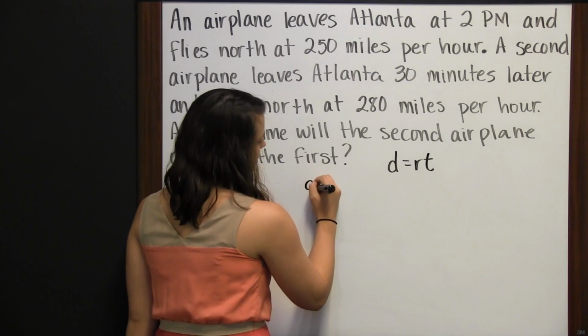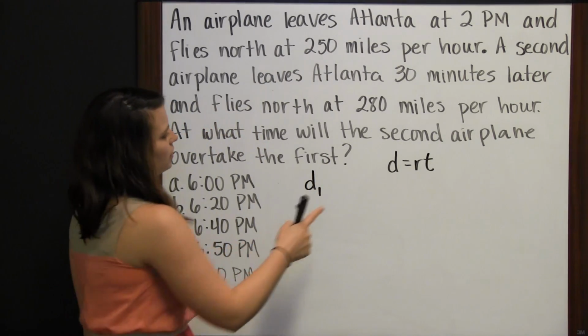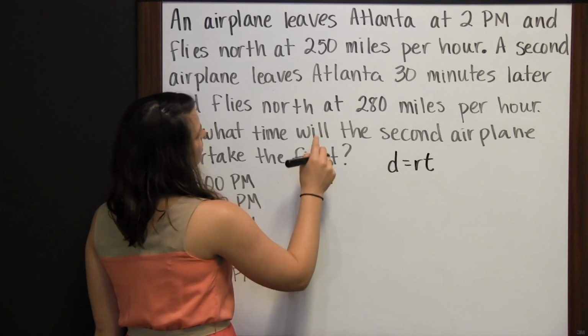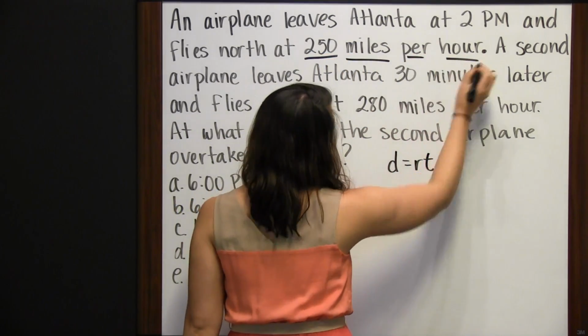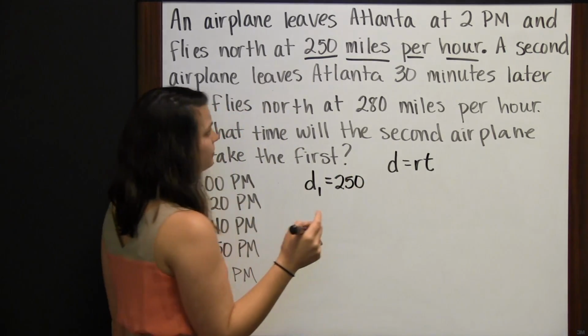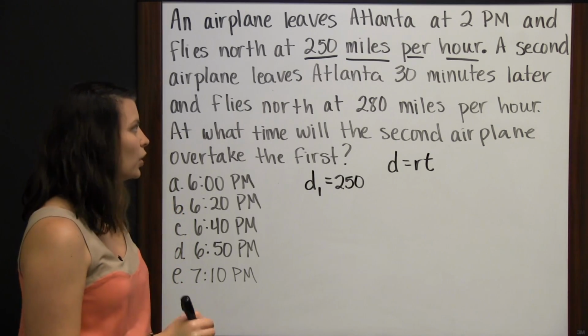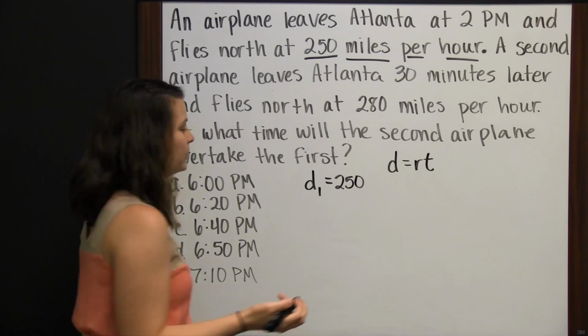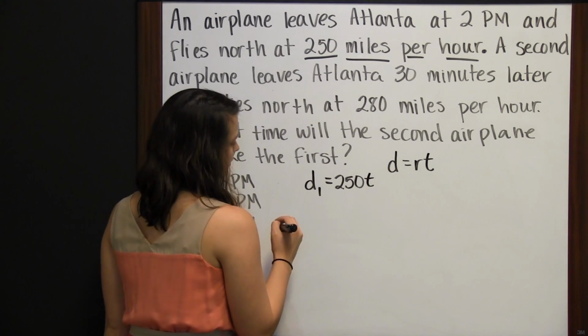So first, let's find the distance for the first airplane. The rate of the first airplane is 250 miles per hour. So 250 times, and then all we know is what time the first airplane left. We don't know how long that airplane flew. So we've got to use T for time there.